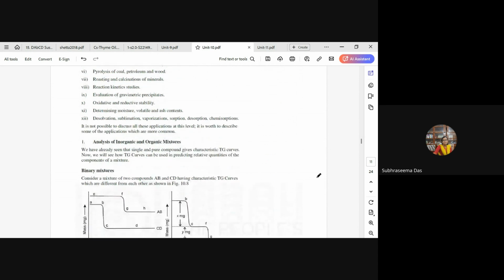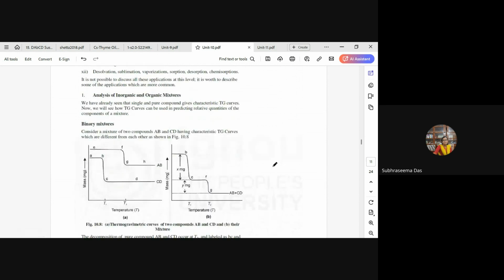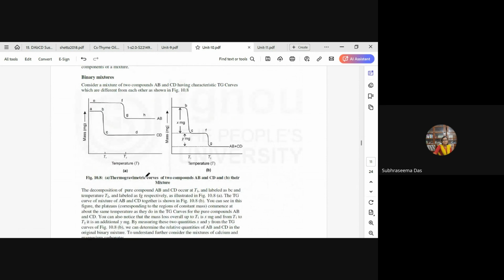So we'll just discuss a few of the common applications of TGA. First is the application of TGA in analysis of inorganic and organic mixtures. First we'll talk about binary mixtures. Let us consider a binary mixture, that is, a mixture of two compounds AB and CD, and their characteristic TG curves have been shown in figure 10.8.